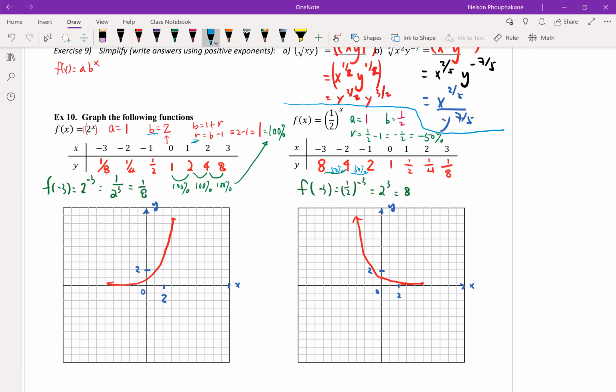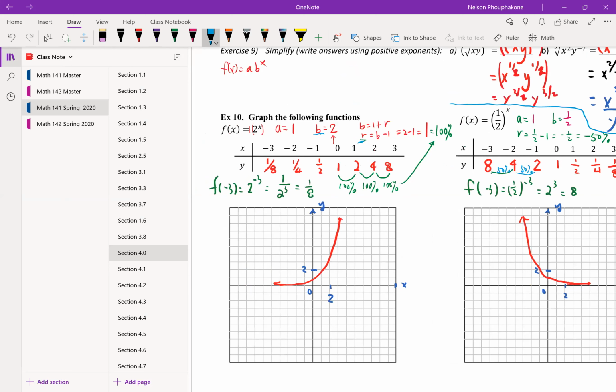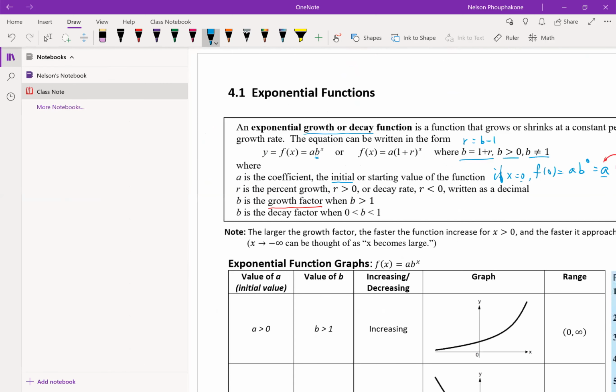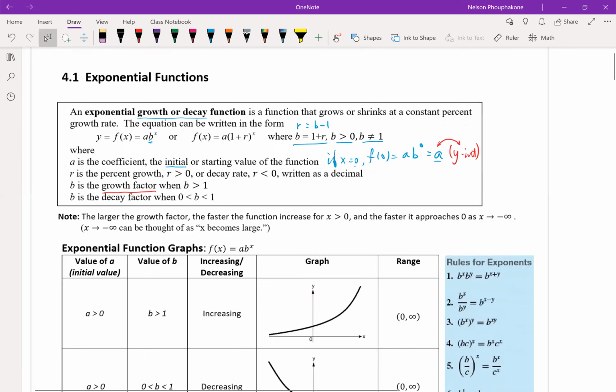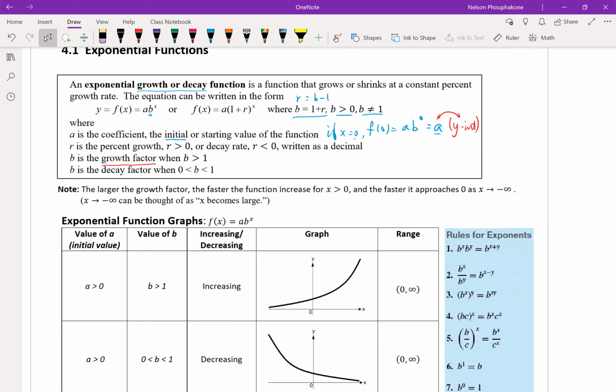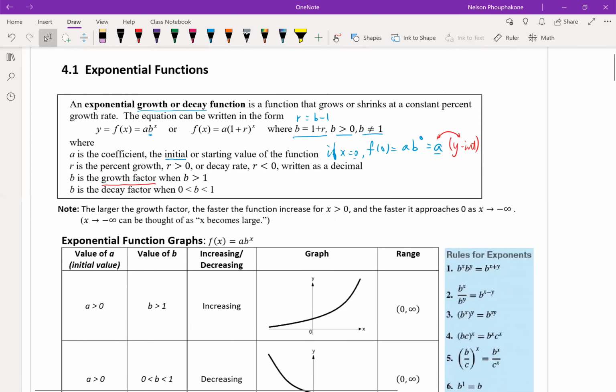And now let us go back to section 4.1. Once we know this, let's see how we graph this. Now remember 2^x. The graph of 2^x is just like this. And then the graph of (1/2)^x.